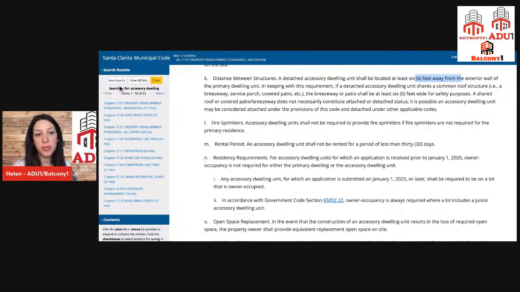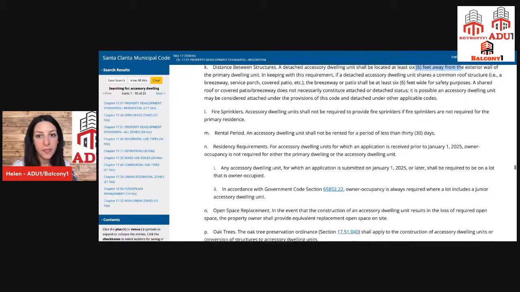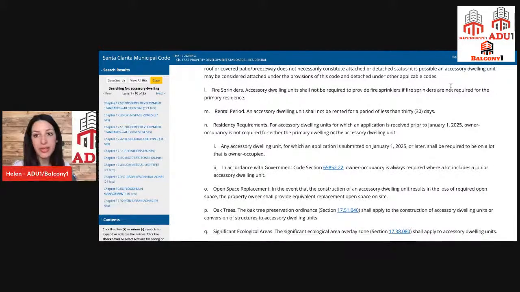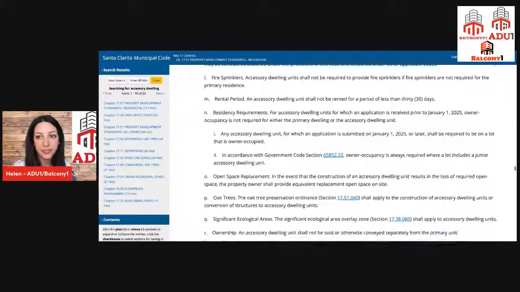No fire sprinklers will be required if it's not required in your primary building. Cannot be rented less than 30 days. So unfortunately, short-term rentals are not permitted for any ADU. This is across the state.